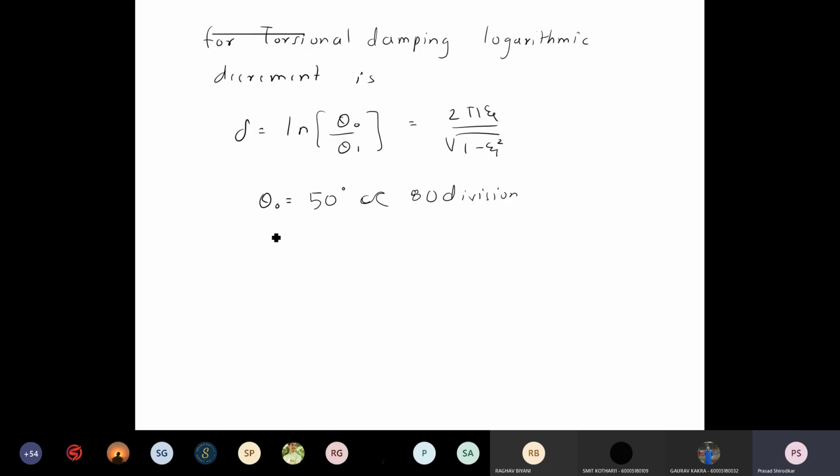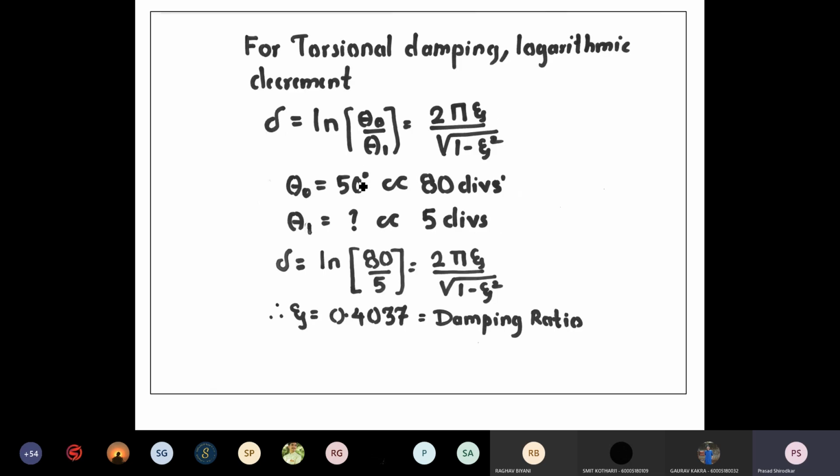For theta 1, I don't know how much the angle is, and I don't need it. I'm not going to convert this. I can just use the divisions which are given, because theta 1 will be proportional to the divisions. So substitute theta 0 as 80, theta 1 as 5, and calculate the damping ratio, and that comes out to be 0.4037. Please note these values; you will need them for the calculation.